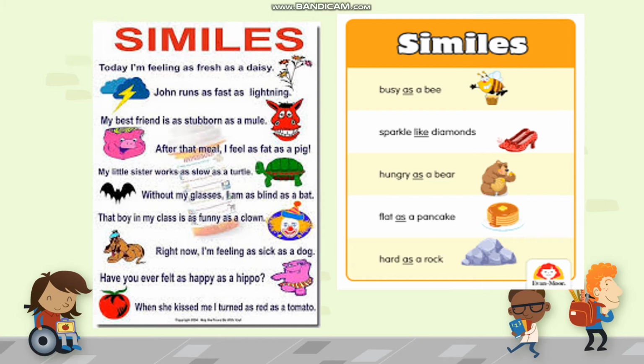Okay? Do one thing, write this down and underline the words which are showing simile. जैसे second sentence, like if we look at the second image, there are words which are being underlined that are showing simile. The words are as and like. Busy as a bee, sparkle like diamond, hungry as a bear, flat as a pancake, hard as a rock.